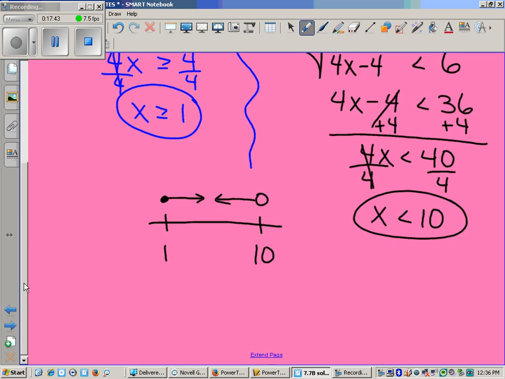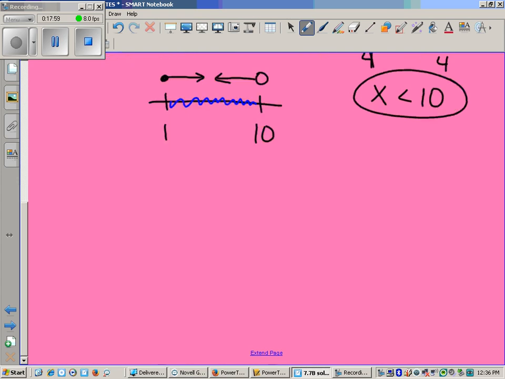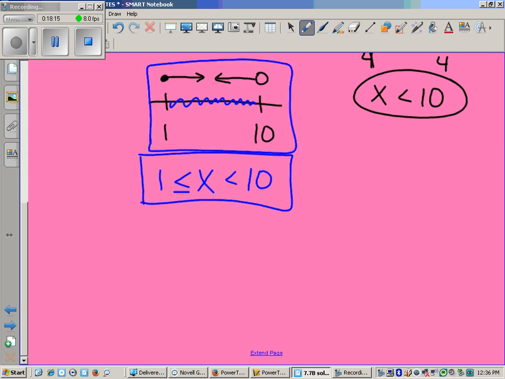That means from 1 would work, 2 would work, 3 would work, 4 would work, 5 would work, 6 would work, 7 would work, 8 would work, 9 would work. Would 10 work? No, it has to be less than 10. But doesn't that make sense when my arrows are pointing together and all the numbers in between would work? All right, so that's part of your answer, along with your equation. So we have x is less than 10. Switch your alligator sign around and say that x is greater than or equal to 1.